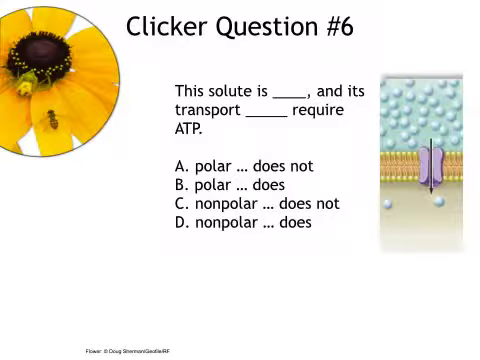And then the second question is energy related. We saw that if particles are moving down their concentration gradient, they're not going to require energy. If they're moving against their concentration gradient, then you do need energy to pump that particle against the concentration gradient. In this example, you're moving from high concentration to low concentration, so it's moving down the concentration gradient, so it doesn't need any energy. So the right answer is the solute is polar and its transport does not require ATP.